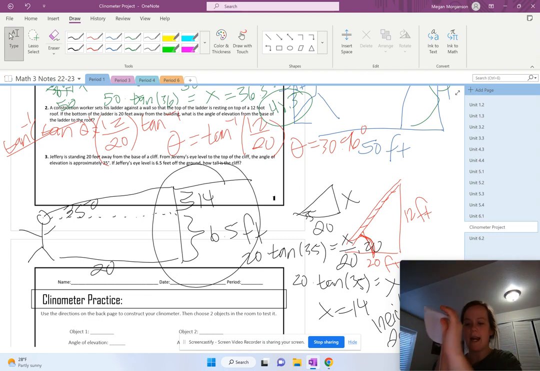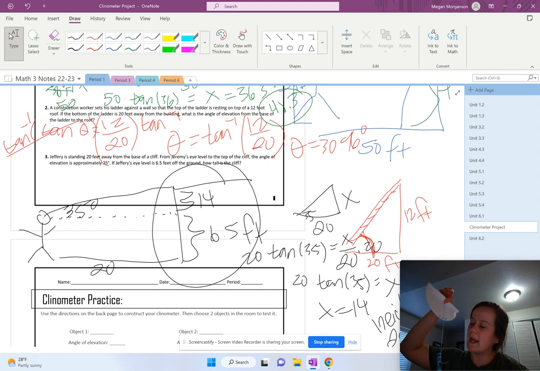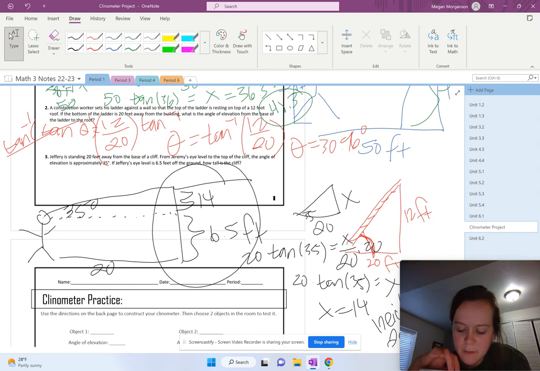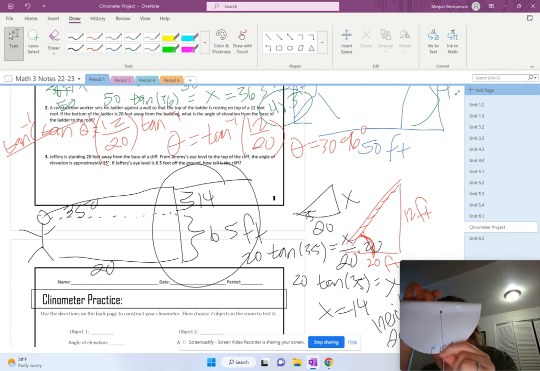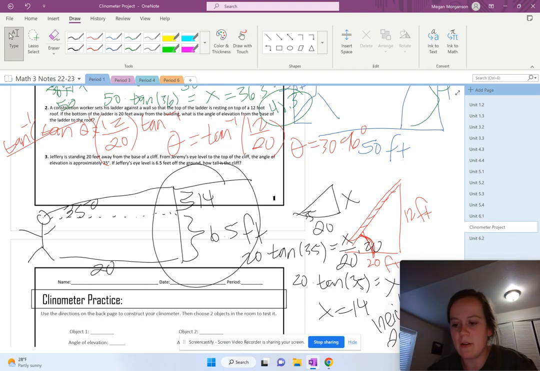I want you to stand where you're at, 10 feet away from the projector, and look through the straw. Move it up until you see the projector. Keep your clinometer where it is, and you will notice the string has fallen on a certain spot. Mine is probably like 7 degrees. Can you guys all see that? As you are looking up and down, this will change and it will show you your angle of elevation. So that means my angle of elevation is 7 degrees.